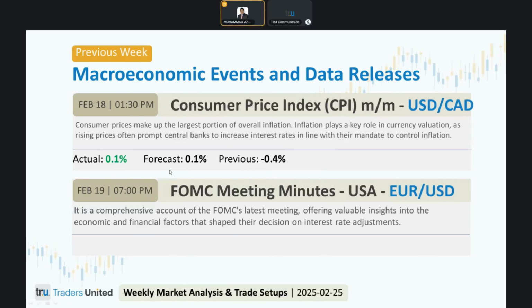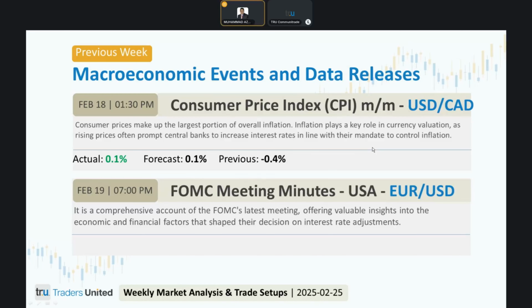While the CPI came in exactly as forecasted, the forecast was 0.1 and the actual number was also 0.1, the USD CAD dropped after the release, suggesting that the market interpreted the data as supportive for Canadian dollar strength. This could be due to market positioning. Traders may have been expecting weaker CPI, so the confirmation of inflation stabilizing gave the Canadian dollar a boost.